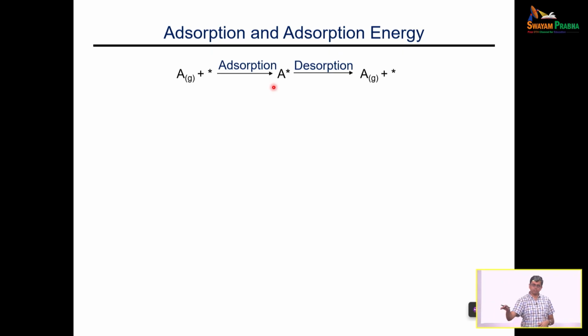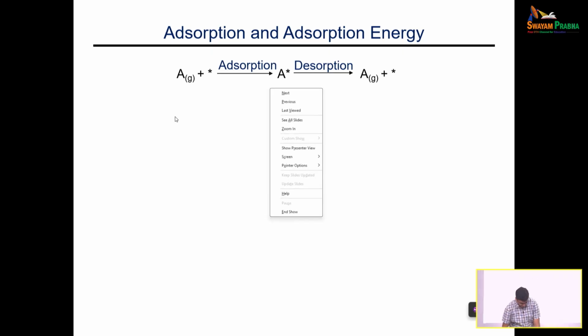The reverse process is desorption, and that can be represented as what's shown in the remaining part of the slide. I'm trying to figure out how to do the navigation. I have a lot of animations.